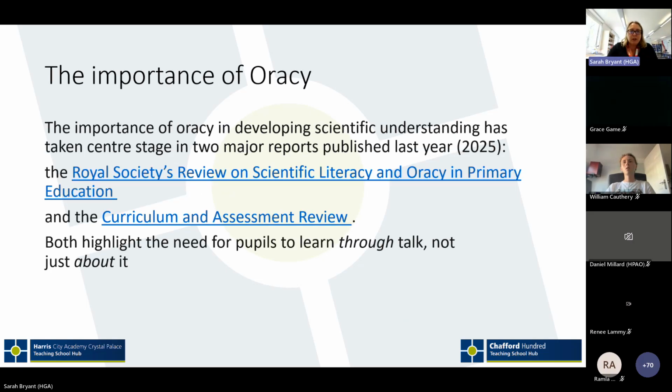So the importance of oracy in developing scientific understanding has taken centre stage in two major reports published last year. I showed them at the very beginning of this presentation: the Royal Society's review on scientific literacy and oracy in primary education, and the Curriculum and Assessment Review. Both highlight the need for pupils to learn through talk, not just about it.